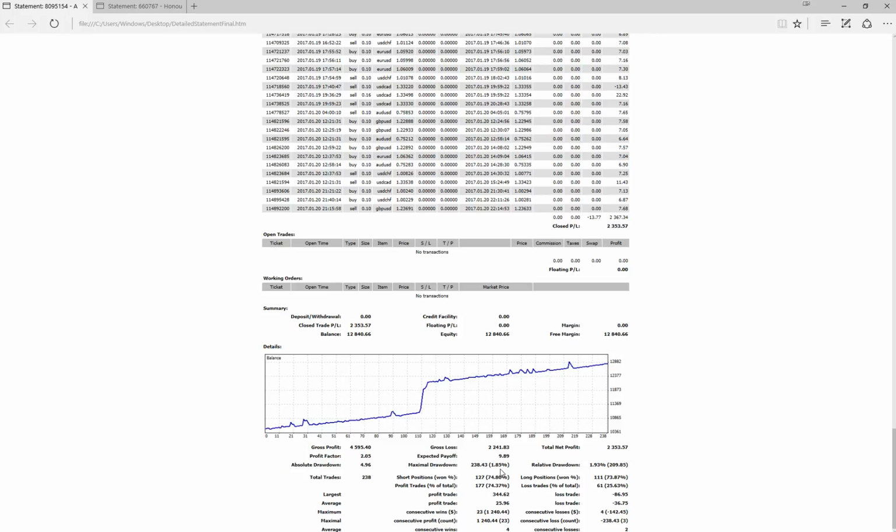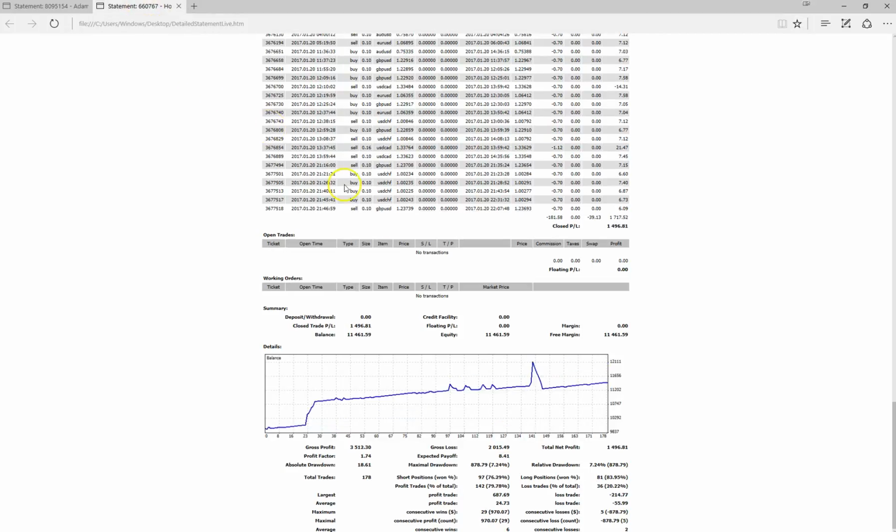But I have a feeling that the difference there is largely due to the broker, because we've seen from our testing that results from demo to live are relatively consistent. So I believe that this result here is largely due to the different brokers. So we'll just head back across to the live results.